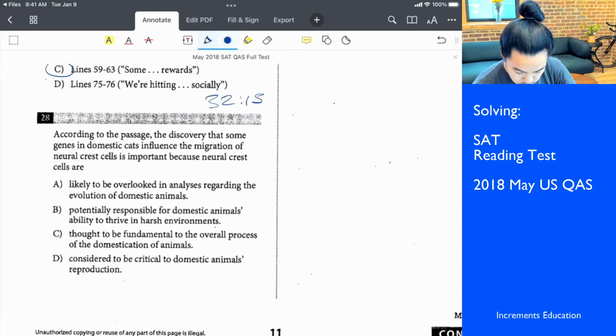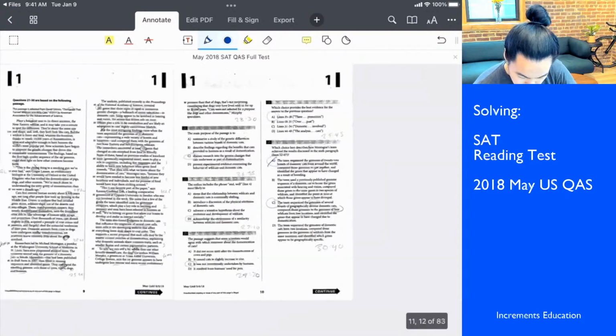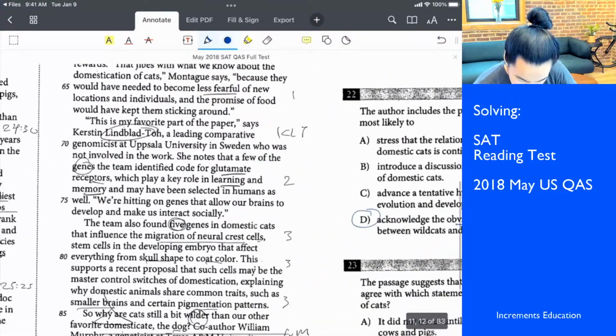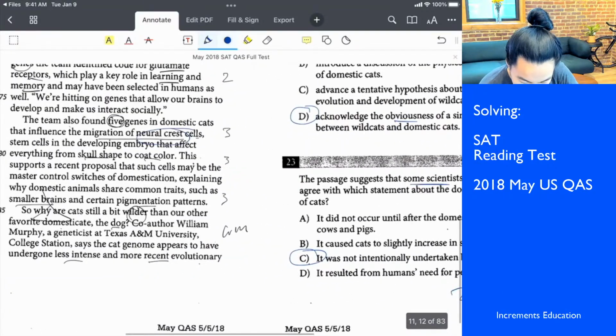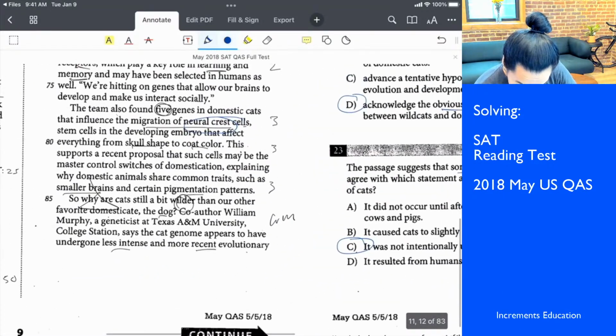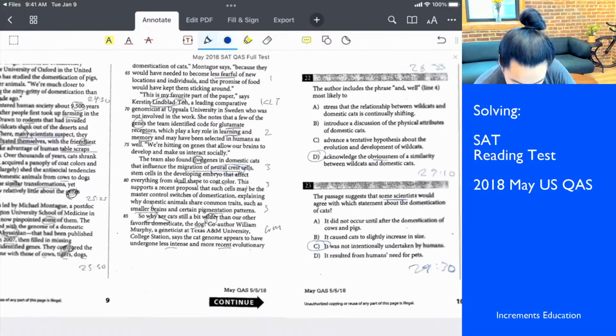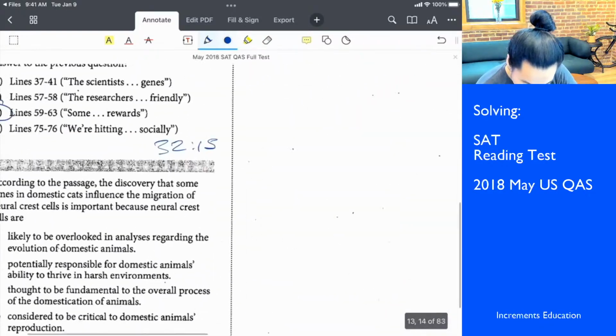The discovery that the genes in domestic cats influence the migration of neural crest cells is important because neuro. So that was at the bottom. It was the middle right or something. Where's the neural crest cells? Here we go. Oh, it's the bottom right. Oh, this is the foggy area, the part that I didn't remember. Oh, because this is all the physical, the skull shape and the color and whatnot. Okay.